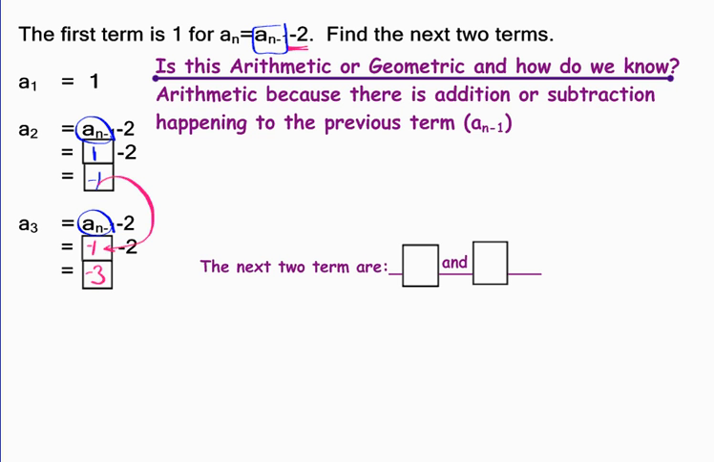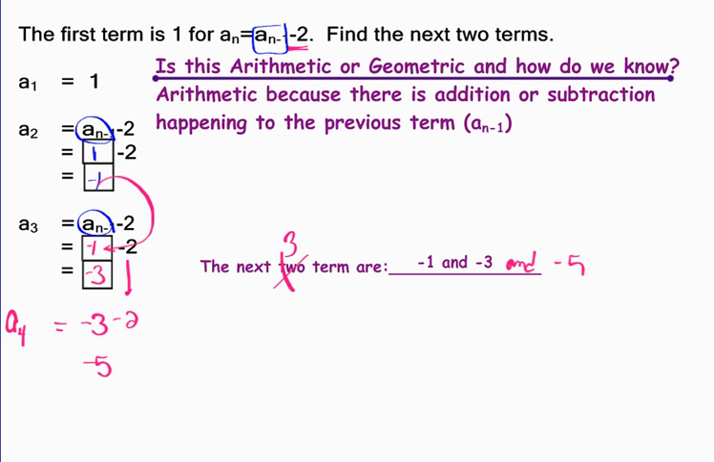And I could continue. A sub 4 would be negative 3 minus 2, because that's this minus 2. And that would give me negative 5. This is what we already did when we first started exploring sequences. So the next three terms are negative 1, negative 3, and negative 5. And I bet you could find the fourth one and the fifth one and the sixth one and the seventh one, because y'all are brilliant.